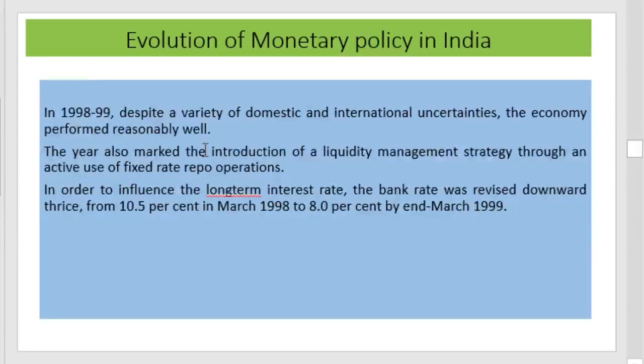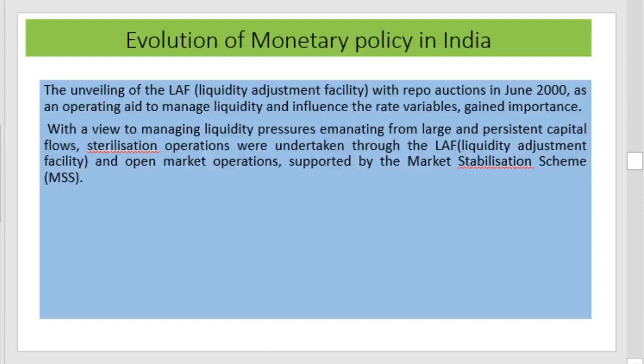In 98-99, despite a variety of domestic and international uncertainties, the economy performed reasonably well. The year also marked the introduction of liquidity management strategy through an active use of fixed rate repo operation. That is, during this period, we used the fixed rate repo operation. The liquidity adjustment facility with repo auction was introduced in June 2000 as an operating aid to manage the liquidity and influence the rate variables.